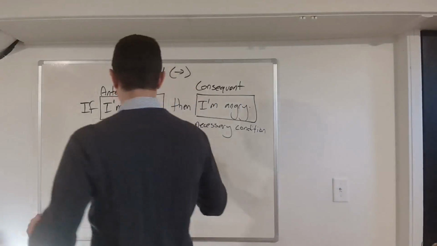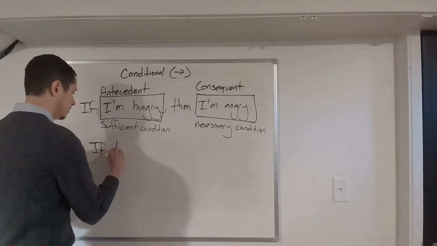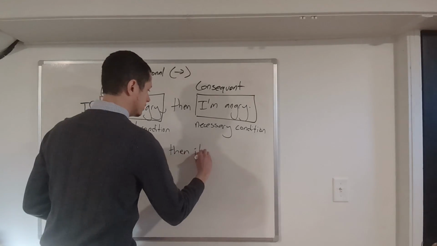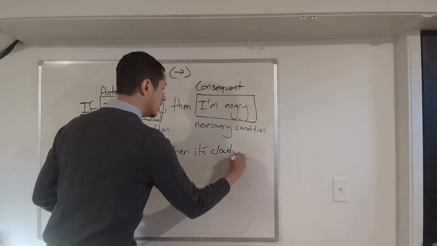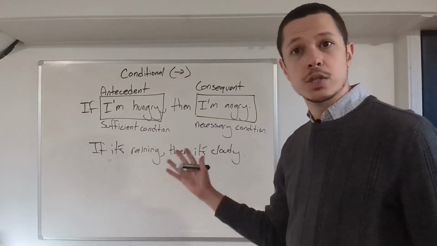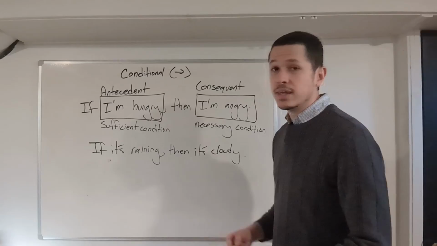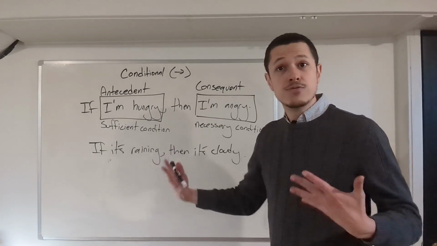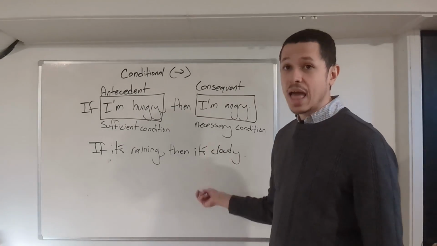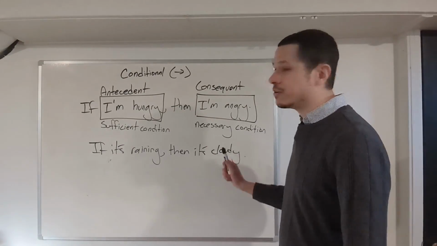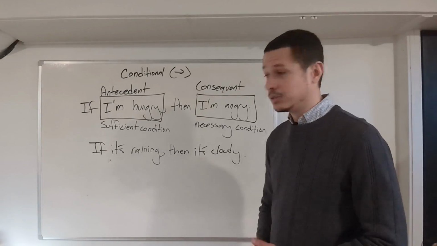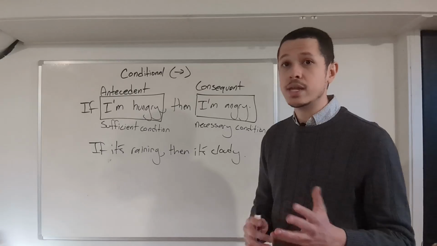Just to give one more example. If it's raining, then it's cloudy. That's absolutely true. You can't have rain without clouds somewhere, because that's where rain comes from. So if it's raining, then it's cloudy. Rain is sufficient for cloudiness. If there's rain, then there must be some clouds. It being cloudy is not sufficient for rain. The mere fact that there are clouds does not entail that it's going to be raining. For instance, if you live in Seattle, there are a lot of clouds, and it's not necessarily always raining, although it rains fairly frequently.